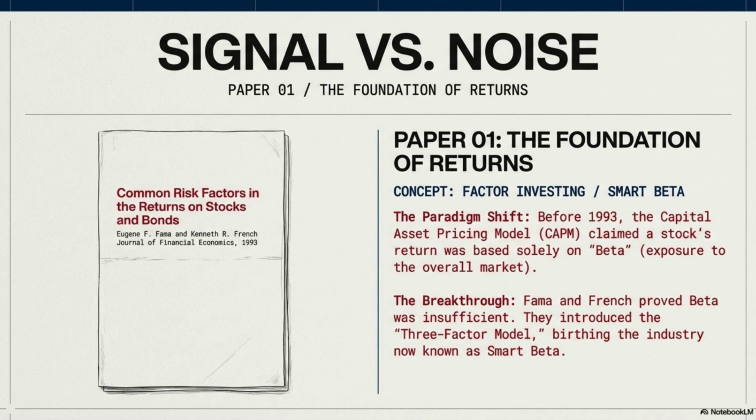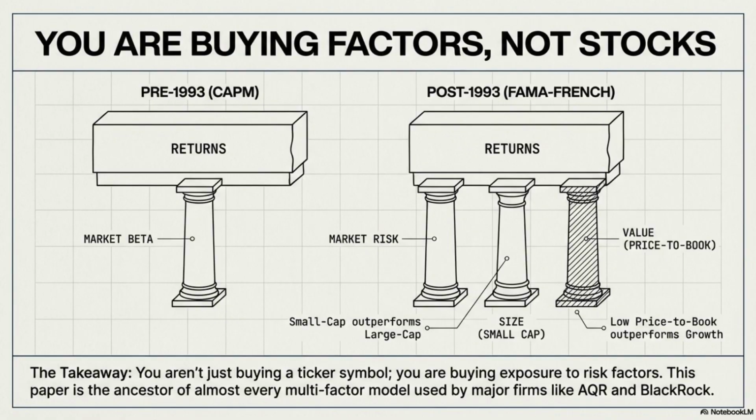You cannot talk about quant trading without starting here. This is Common Risk Factors in the Returns of Stocks and Bonds by Eugene Fama and Kenneth French, published in 1993. Why is a 30-year-old paper still relevant? Because it broke the previous paradigm. Before this, most people relied on the capital asset pricing model, which basically said a stock's return is only based on its exposure to the overall market, its beta. Fama and French proved that wasn't enough.